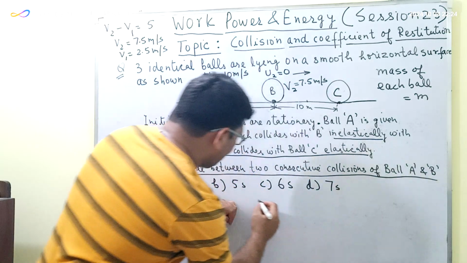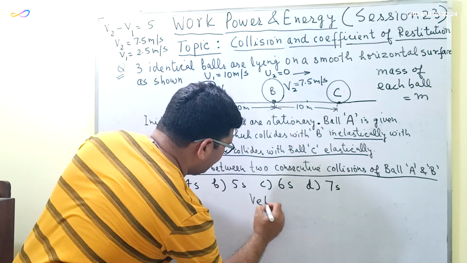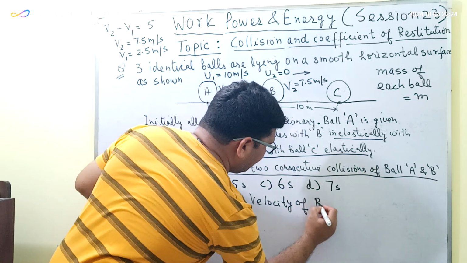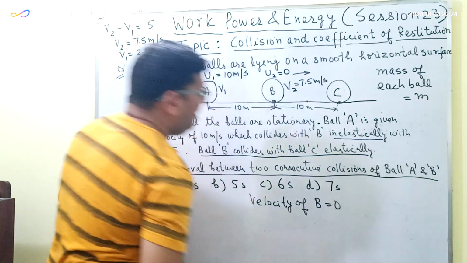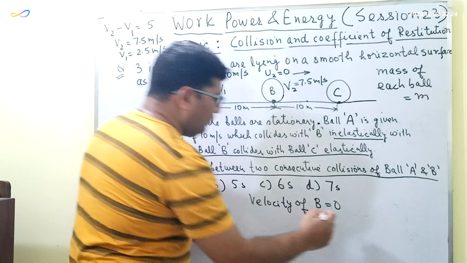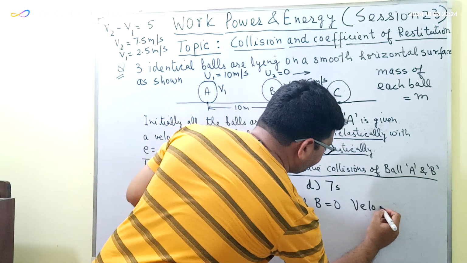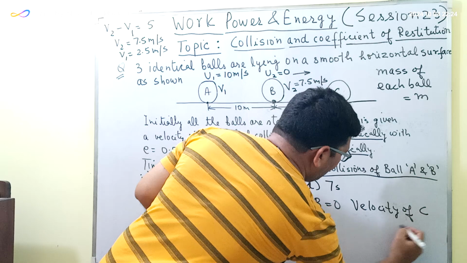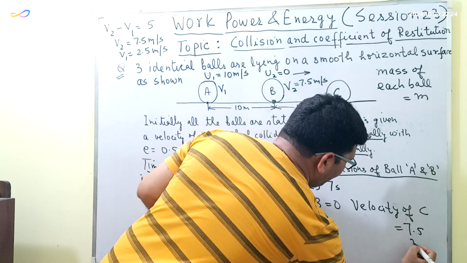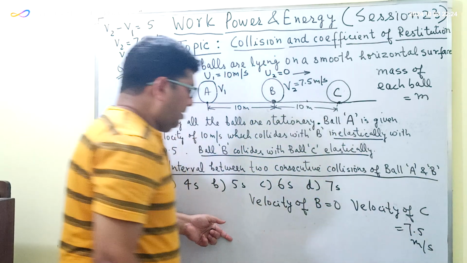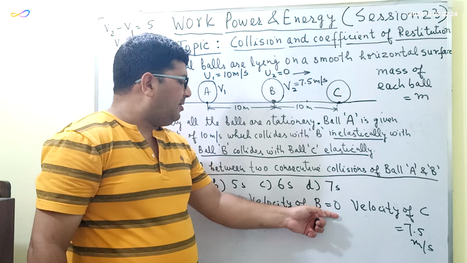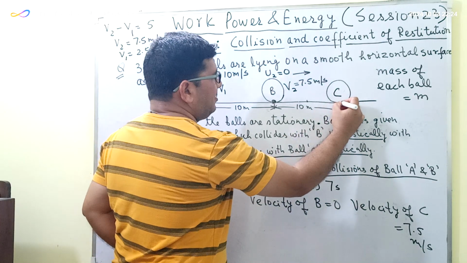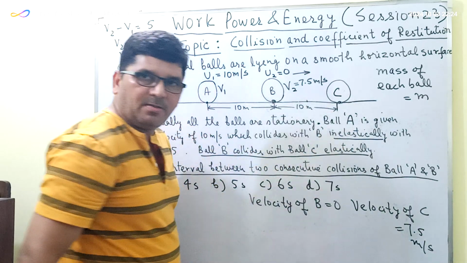So the velocity of the ball B will be equal to 0, and the velocity of the ball C will be equal to 7.5 meter per second. Now if the velocity of the ball B is 0, then it means that it is going to stop at this point.